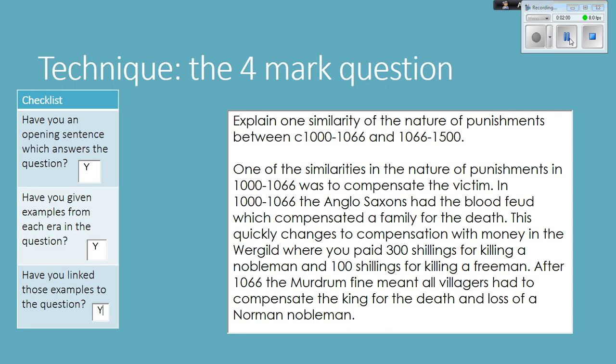So overall, that is what our 4-mark answer has to be. Nothing more than a paragraph. Opening sentence needs to state the answer to the question, and then you need to prove it with specific examples from the eras identified in the question.